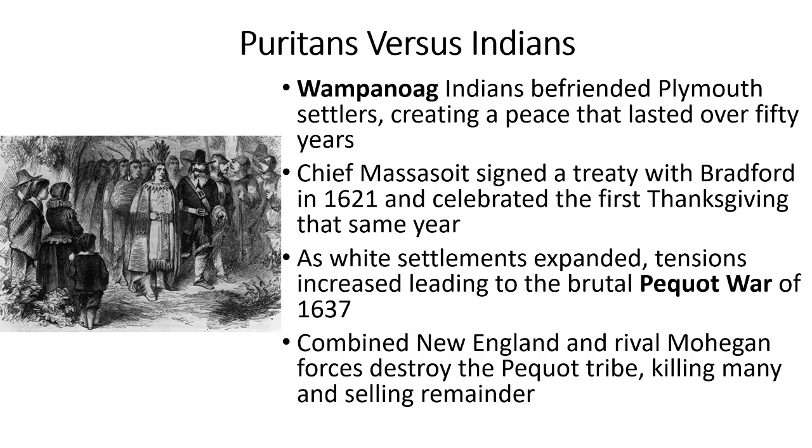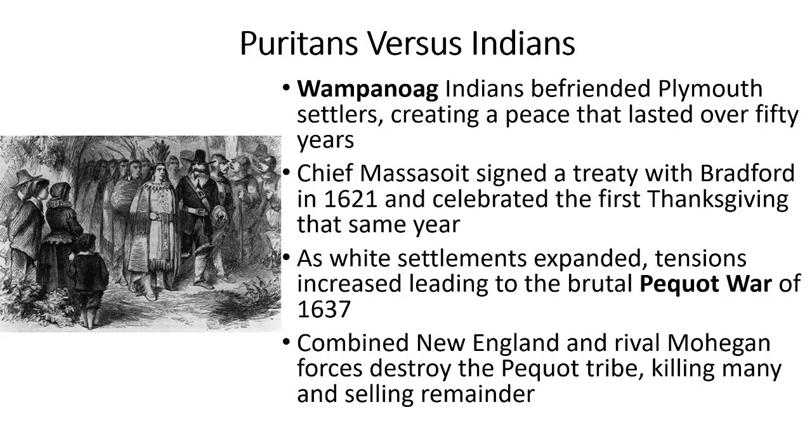So although the settlers were friendly with the Wampanoag Indians, that does not mean they got along with any of the other groups. One group called the Pequots were resistant to trade and the relationships that the English had with the other tribes. So they fight a war in 1637.